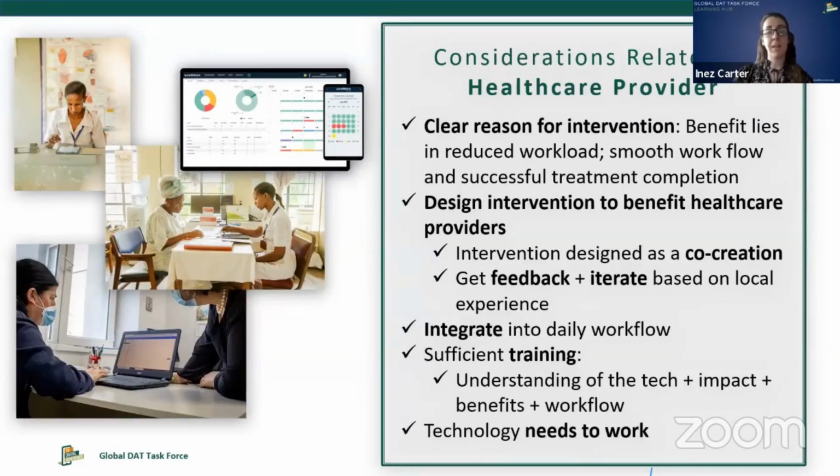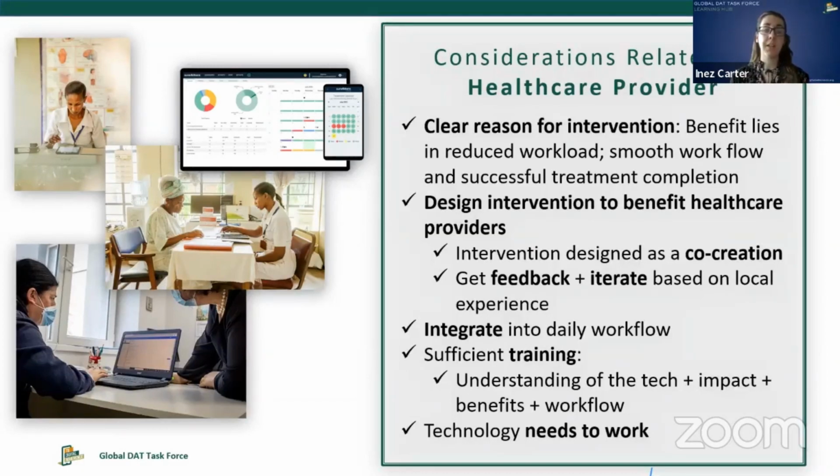So when you go about designing the actual intervention to benefit healthcare providers, firstly, you need to make sure that you are taking a co-creation approach. So you would conduct workshops with a select number of healthcare providers to understand how you might design this intervention to benefit their workflow and their context. And then once you have begun implementing, you need to make sure that you have regular feedback moments from them to understand what is working and what isn't working. And based on that feedback, you need to iterate your intervention.